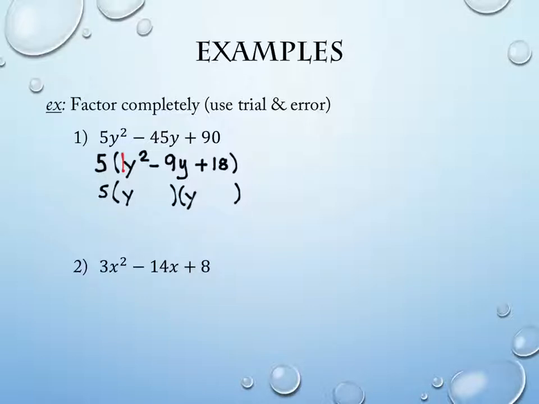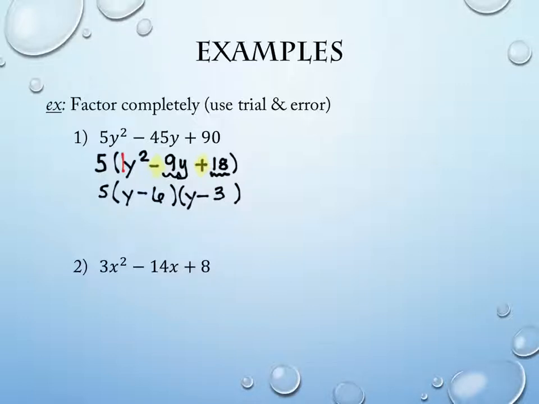Because this is a positive right here, it means my signs have to match. They're either both positives or both negatives. Because this is negative, it tells us they're both negatives. So I know I'm going to have a negative and a negative. And then I need 2 numbers that multiply to 18 and add to 9. What was it? It is 6 and 3.